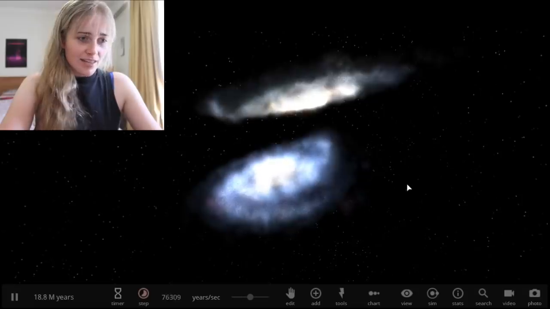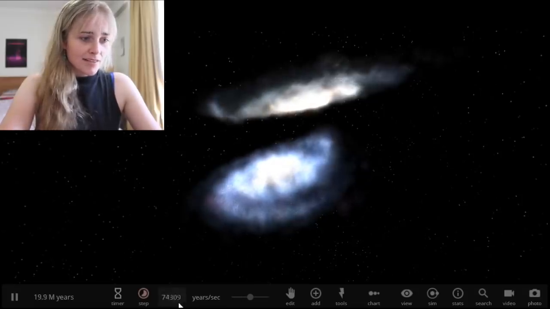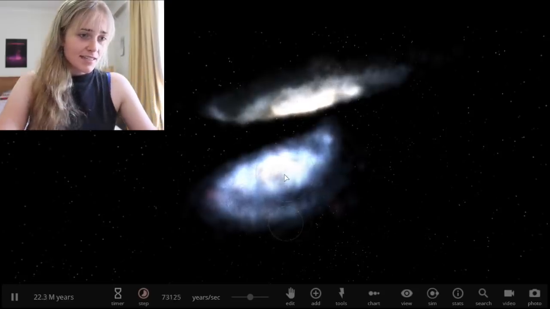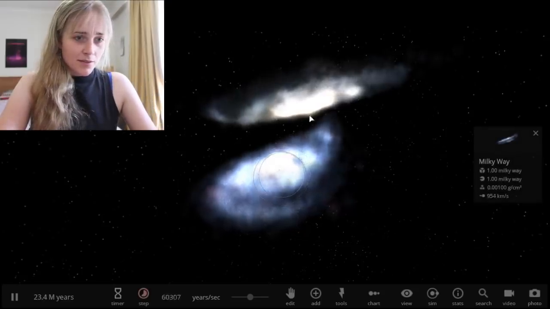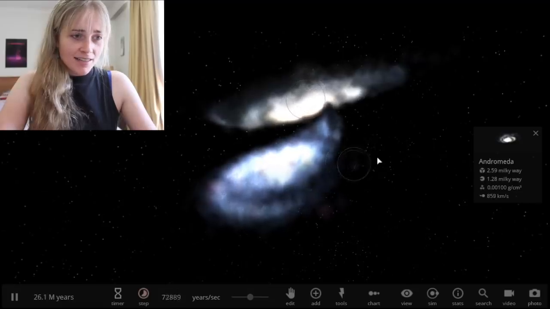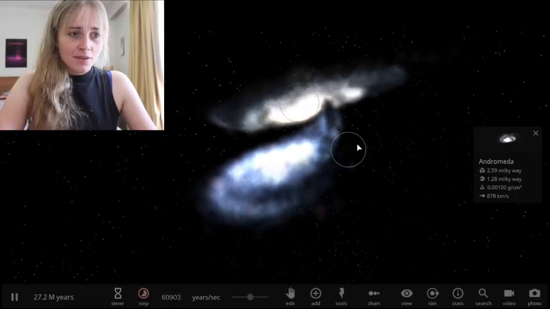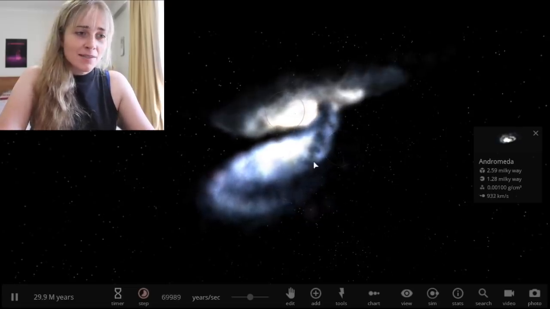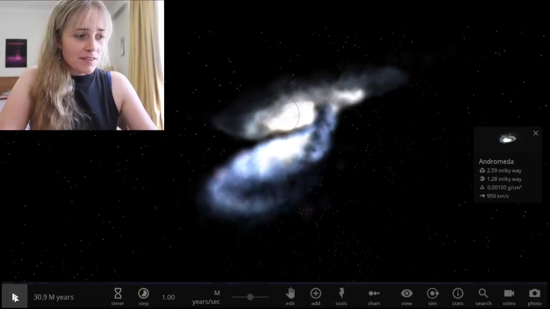Well, let's have a look at that. Okay, the scale is pretty high. We've got like 70,000 years per second. So this is the Milky Way, and up the top we've got Andromeda, and they're just spiraling towards each other, and this is eventually going to happen to us. Let's just put on pause.